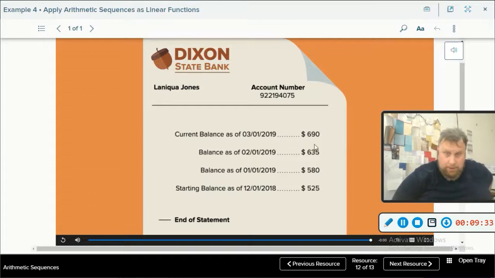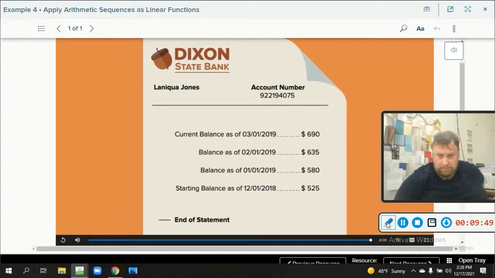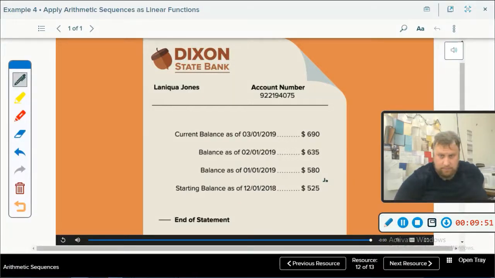Okay, so we see her balance. We see it started out at a starting balance of 525. So that's going to be our initial amount, right? Then it went up to 580. So that was a jump of what? Looks like $55. And if we apply that, it should be at 635, plus 55. And then plus 55 is going to go to 690, okay?